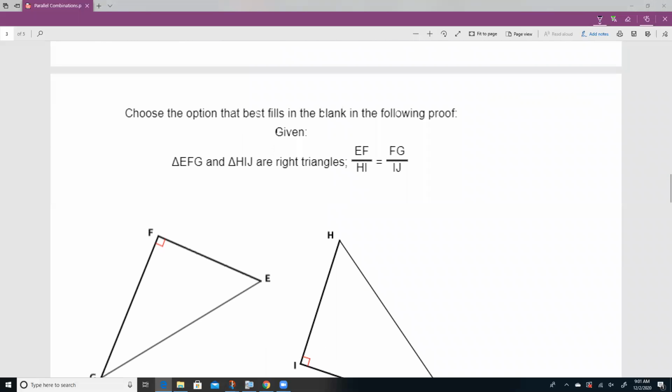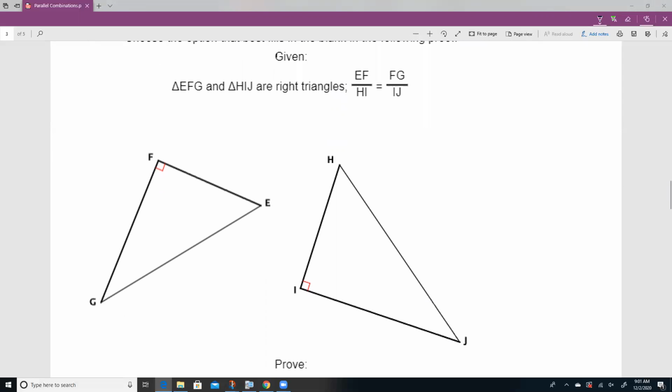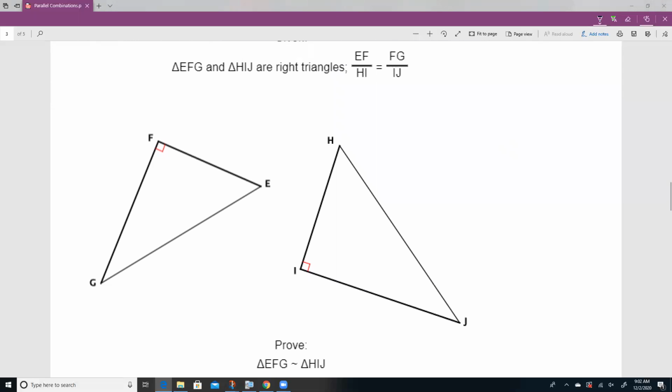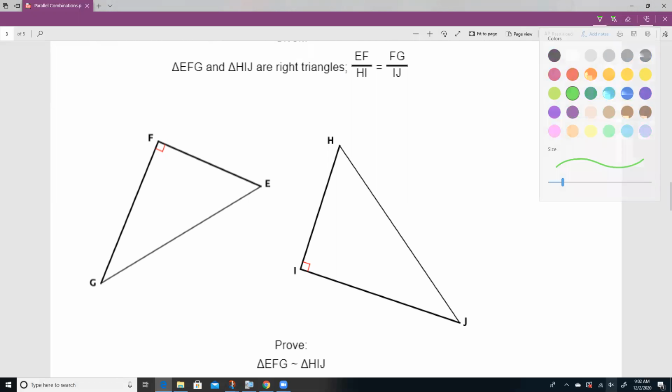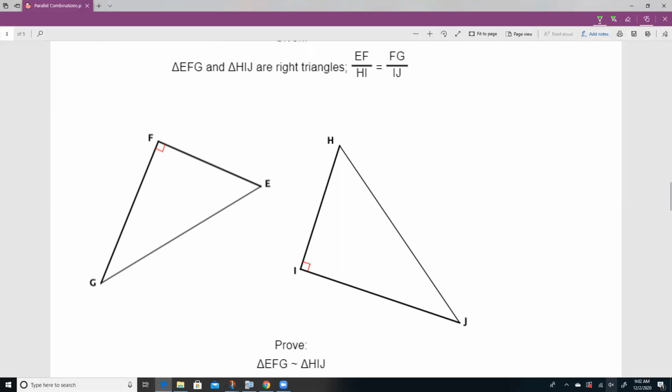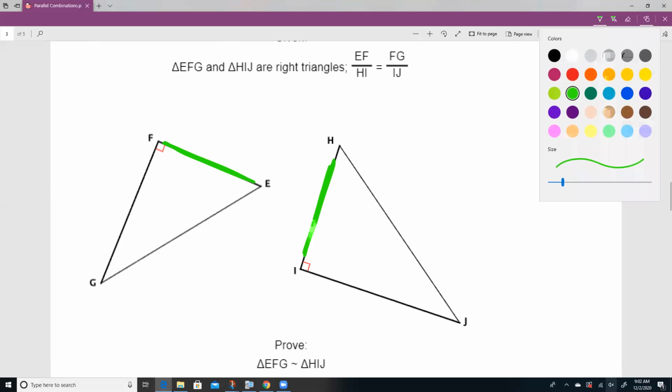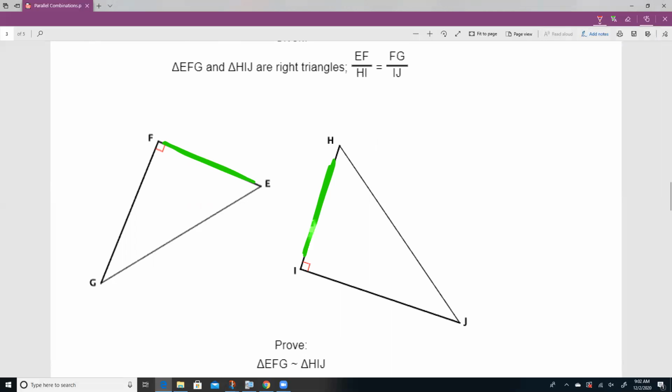All right, let's work through a couple of proofs. So we're going to choose the option that best fills in the blank for filling out the following proof. We are given that we have a proportional relationship. Okay, so let's go ahead and mark up that proportional relationship. I know that EF, right here, that corresponds to HI, and that they have a proportional relationship when you consider the two sides FG and IJ.